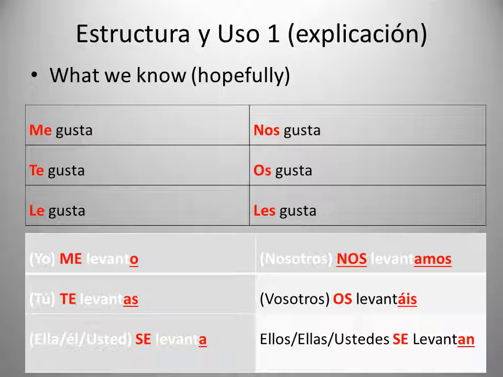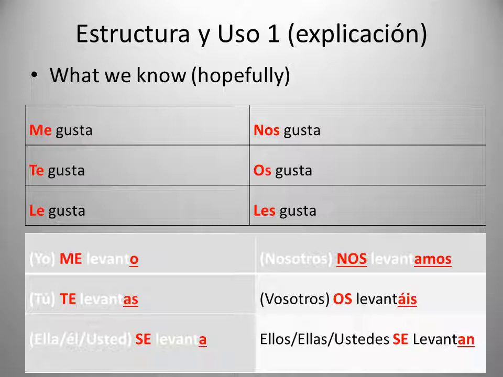So the verb we're going to be working with right here is levantarse, to get up. So going through the chart, me levanto, I get myself up. The yo is optional. More than likely you wouldn't hear it, but it's possible to hear it. Te levantas. Se levanta. He gets himself up. She gets herself up. Usted se levanta. You get yourself up. Nos levantamos. We get ourselves up. Os levantáis. Se levantan.